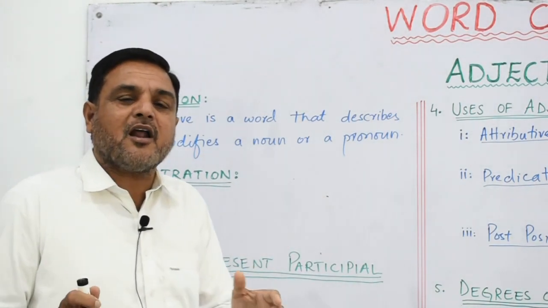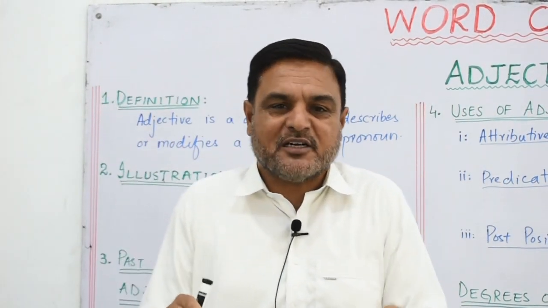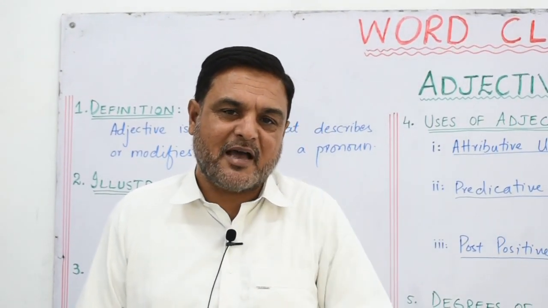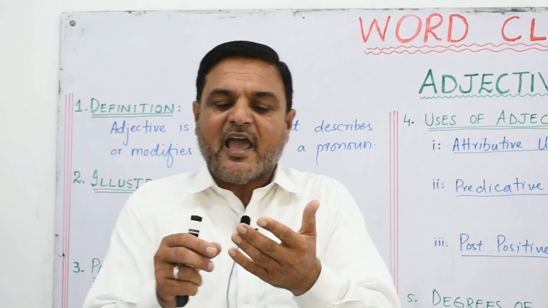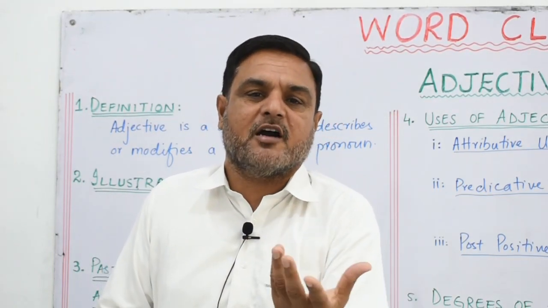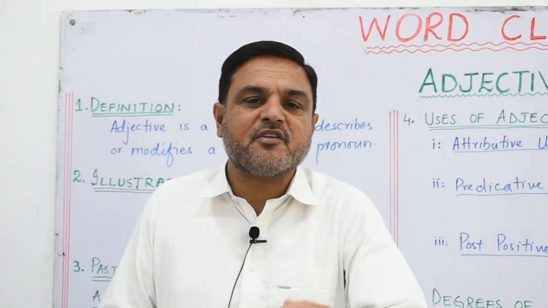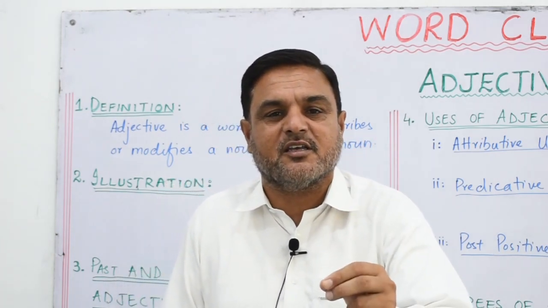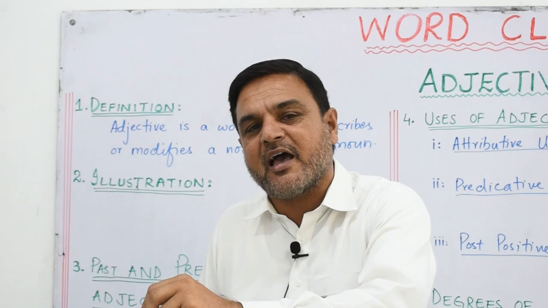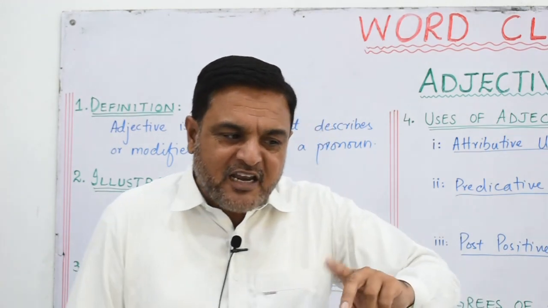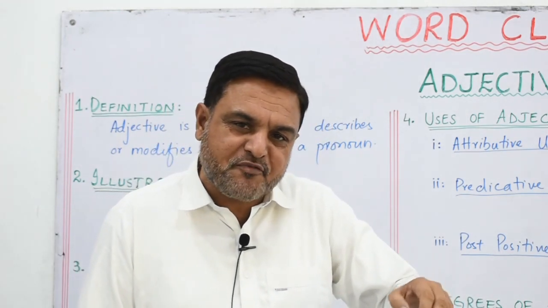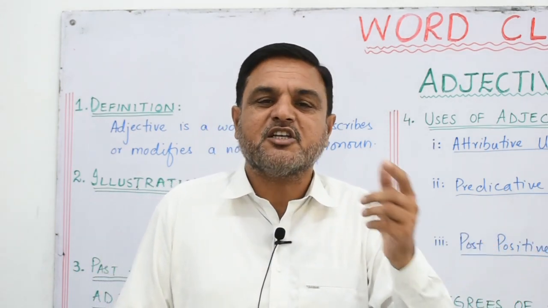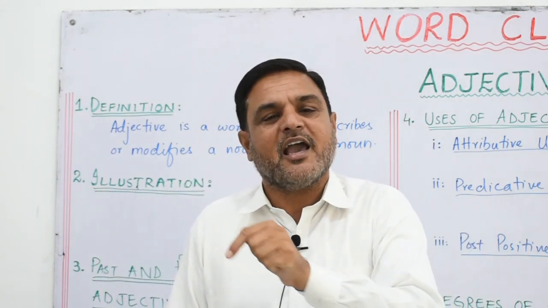Kids, there are two important parts of this definition that you need to keep in mind. Number one, an adjective is a describing word. An adjective is a modifying word. This is the function that is performed by an adjective. If any word performs this function of modification or description, this word can be called an adjective.